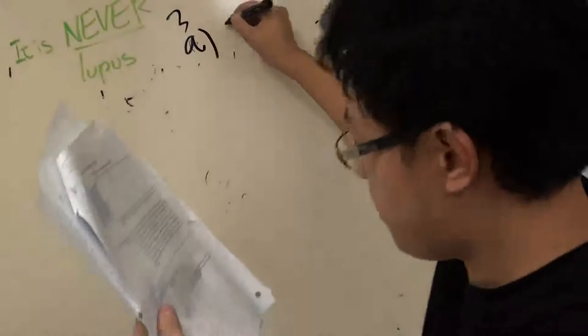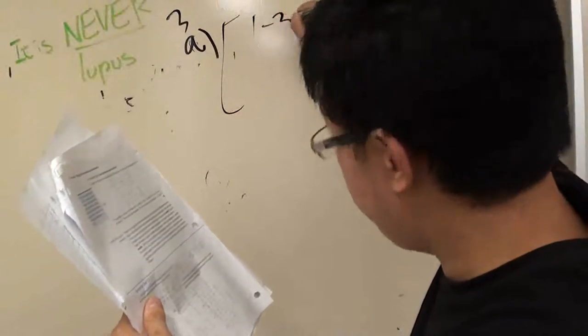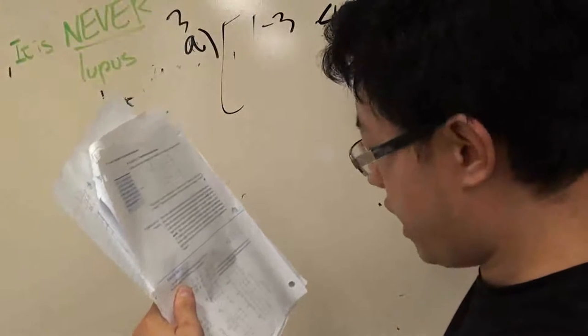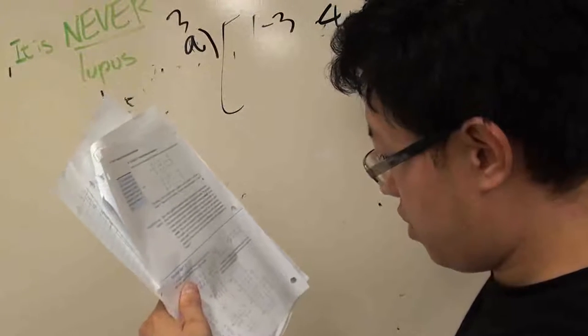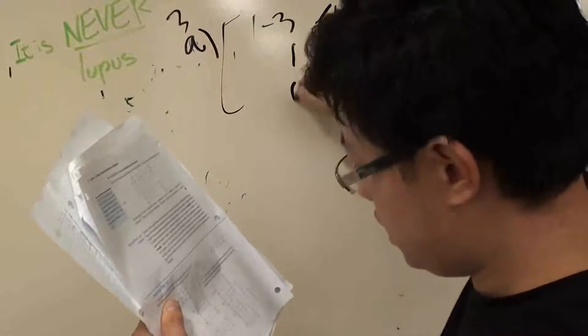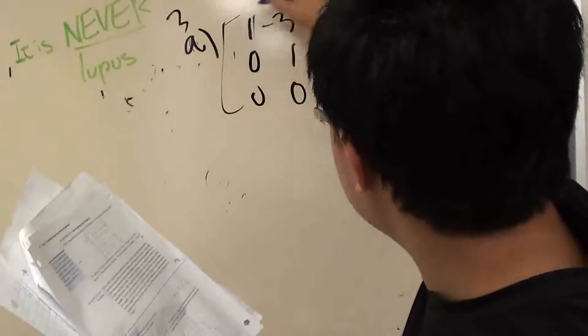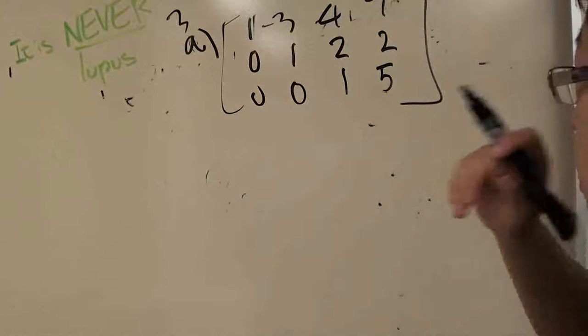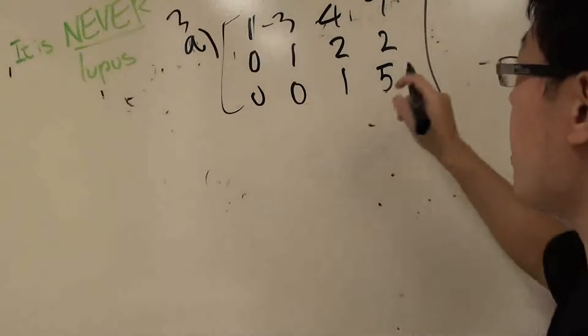So it's 1, negative 3, 4, 7, 2, 5, 2, 1, 1, 0, 0, 0. Okay, so we assume this is already reduced. Hopefully they're not fooling us, but nonetheless, we have this.